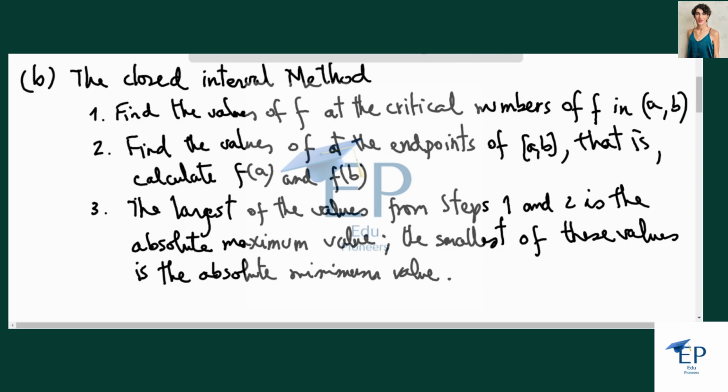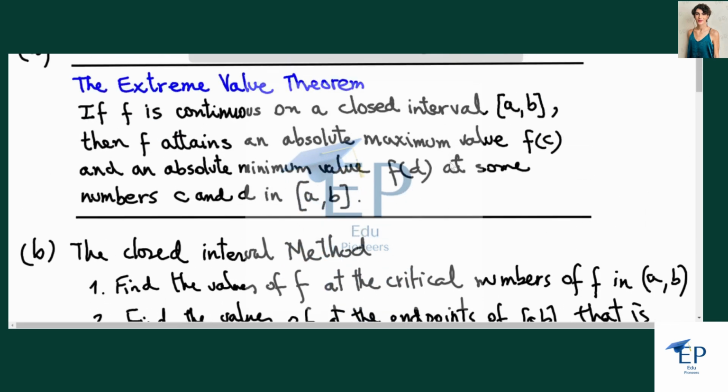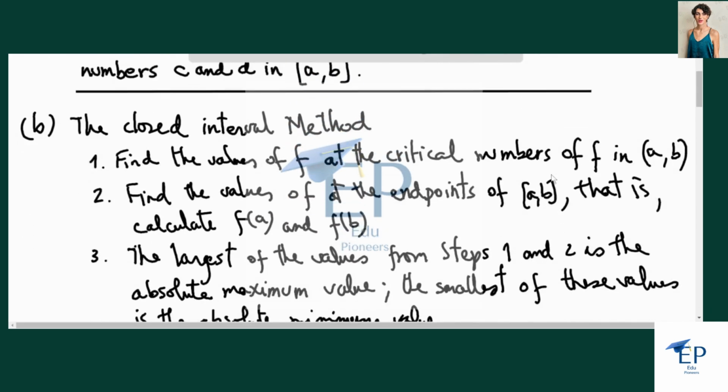And then we choose the largest of the values calculated in steps 1 and 2, and that's the absolute maximum value of the function over the interval [a, b]. And we choose the smallest of the values calculated in steps 1 and 2, and that's the absolute minimum value of the function over the closed interval. So these are the steps we follow each time we want to find the extreme values of a continuous function on a closed interval.